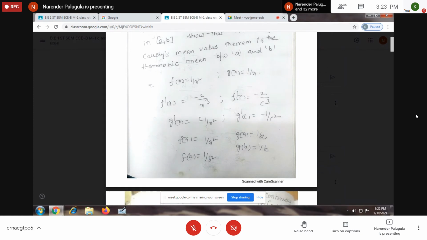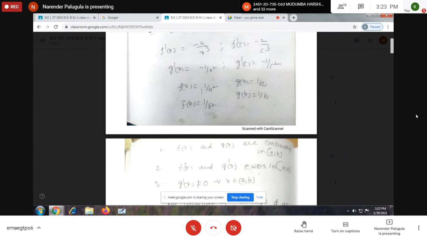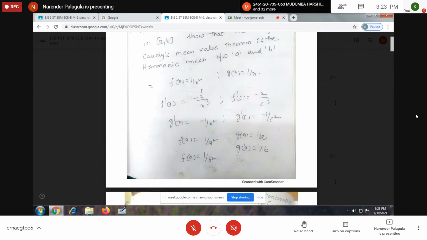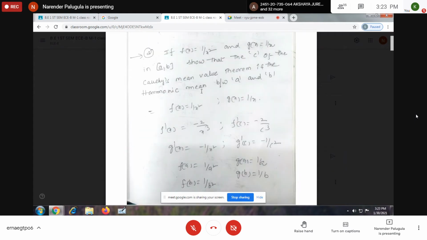One by x minus 1 by x square. So minus 2 by x cube minus 1 by x square. Finally, let us discuss the nature of these values. f dash x and g dash x are finite.